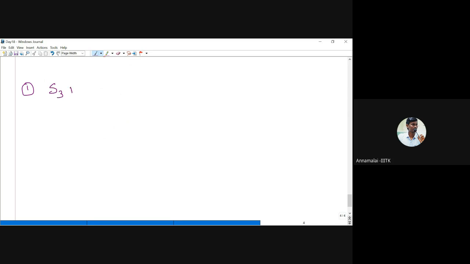Suppose I am considering the direct product of two groups, the direct product of S3 with S3. Everything here is an ordered pair: the first element comes from S3, and the second element also comes from S3. So this is a group. Sometimes they use the notation S3 cross S3. Both are the same, but whichever notation is used, you should know it.